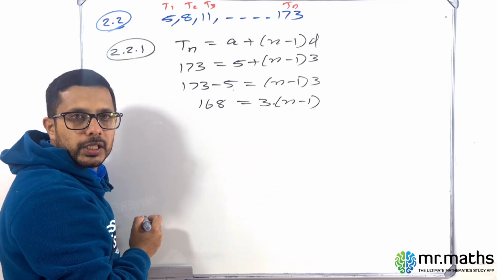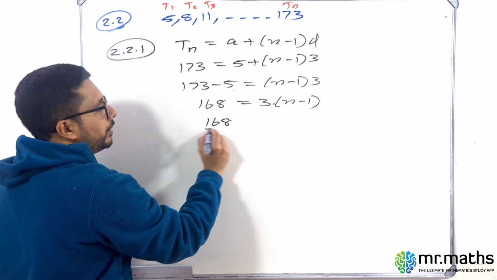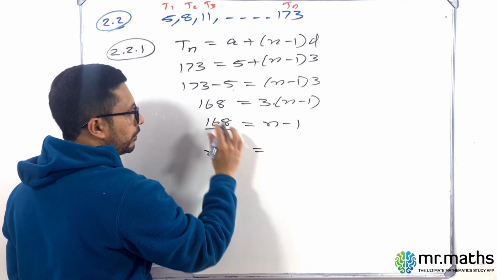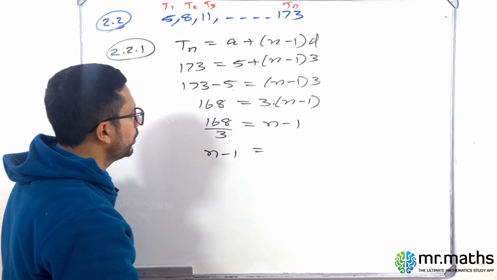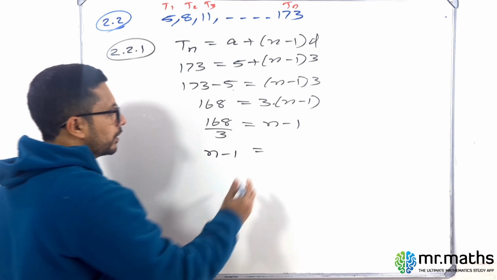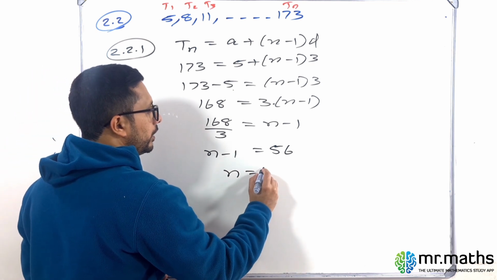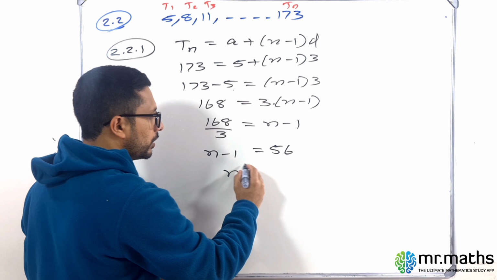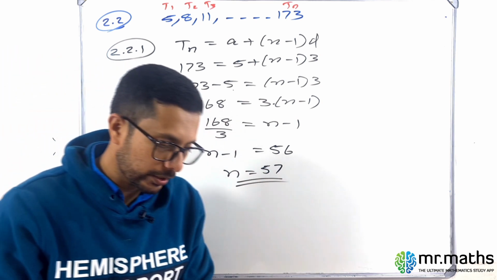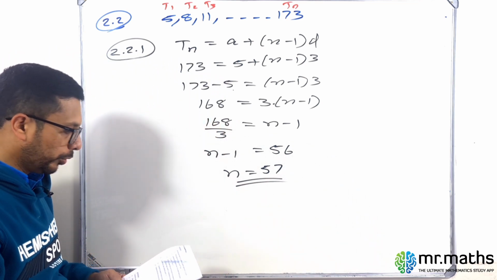This 3 is multiplication here, so if I take this 3 to this side, it is division. So 168 divided by 3 is equal to n minus 1. What is 168 divided by 3? It is 56. So n minus 1 is equal to 56. So what is n? Take this minus 1 to the other side, so it is 56 plus 1, which is 57. So how many terms are there in this series? There are 57 terms. You understand? So that is question number 2.2.1.